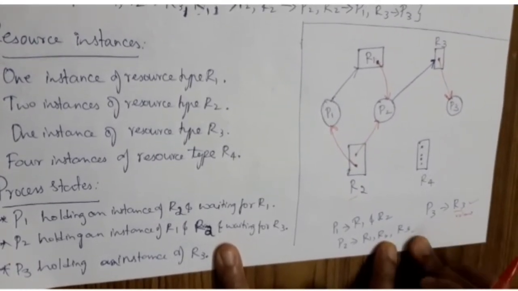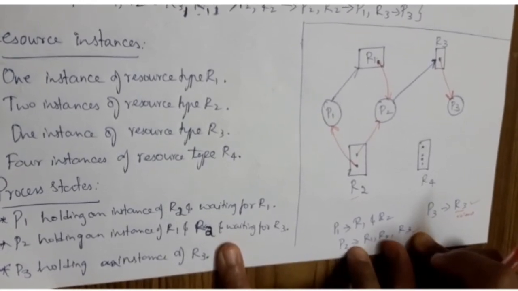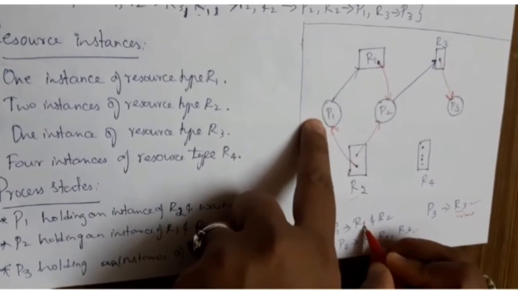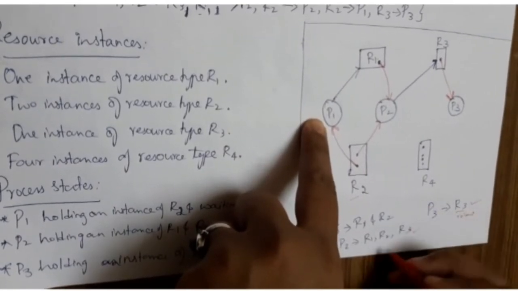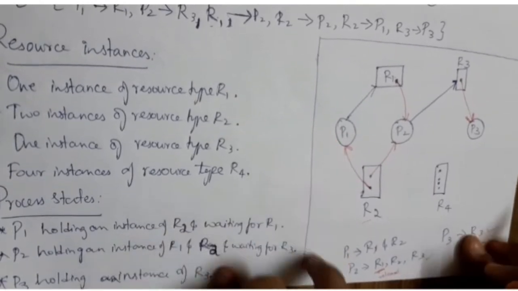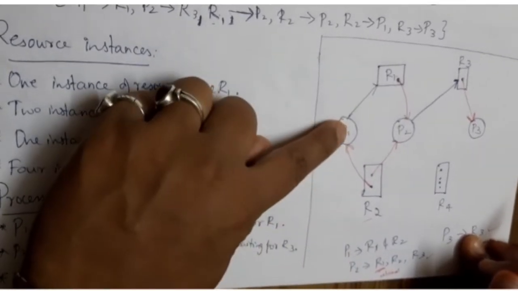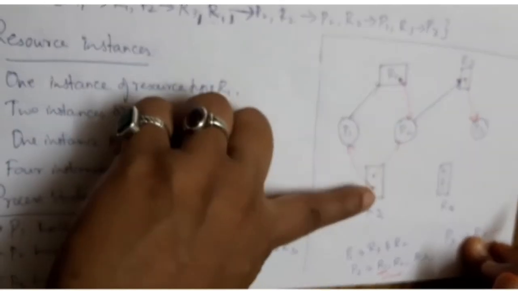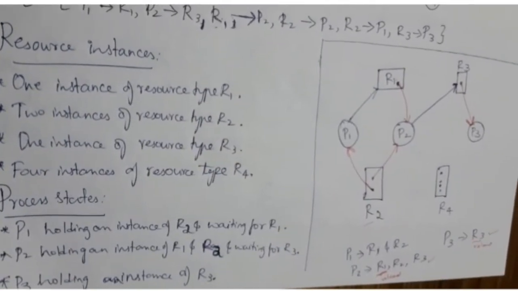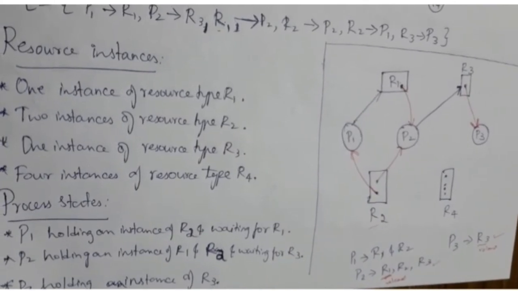After completing the execution of P2, it is going to release the resource R1, which is required for process P1 to execute. Once R1 is released by process P2, process P1 can complete its execution with R1 and R2. So this is an example of a resource allocation graph.